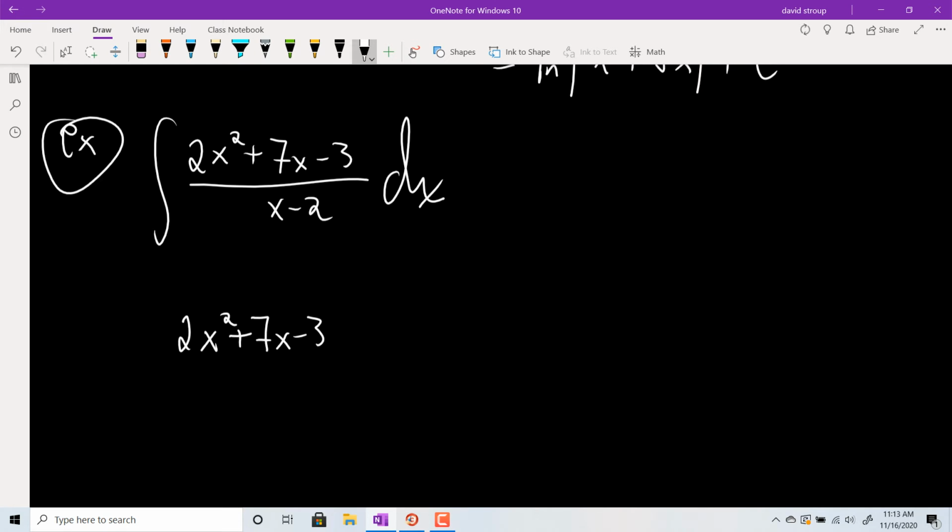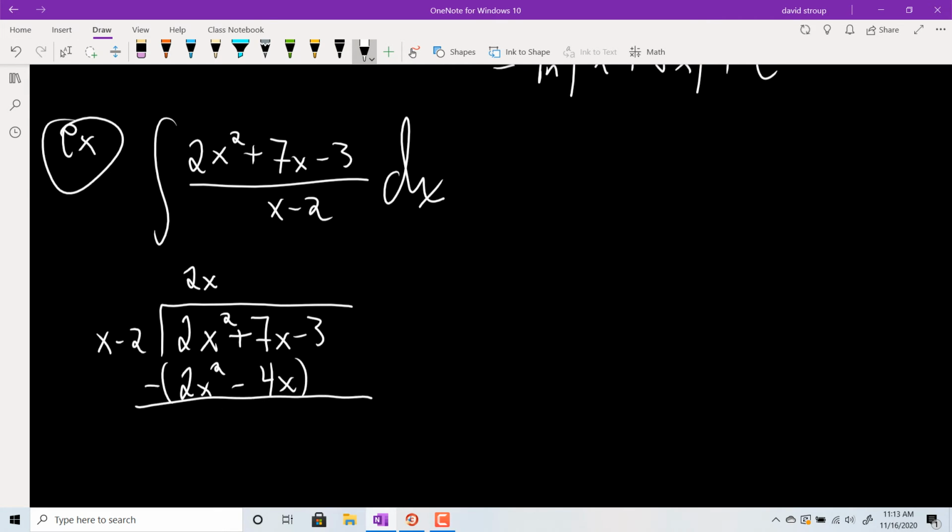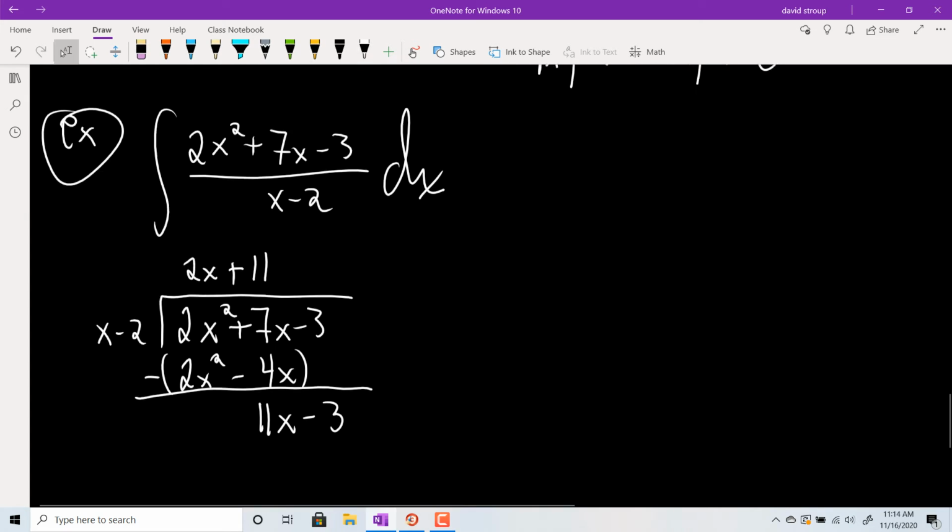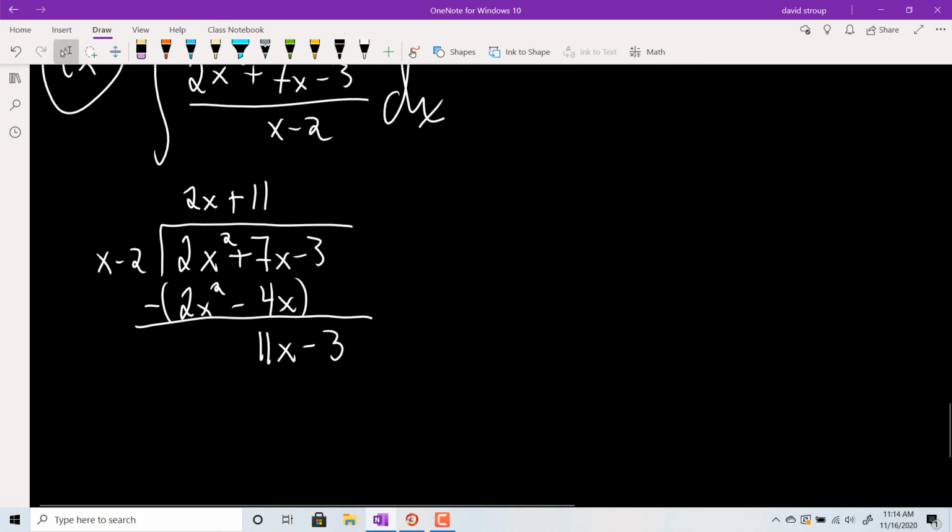So 2x squared plus 7x minus 3 divided by x minus 2. What times x is 2x squared? Well, that'd just be 2x. So you get 2x squared minus 4x. Then you have to subtract these. 2x squared minus 2x squared is 0. 7x plus 4x gives me 11x. Bring down the minus 3. What times x is 11x? That would be 11, so you would have 11x minus 22. You subtract this. 11x minus 11x is 0. Negative 3 plus 22 is 19.